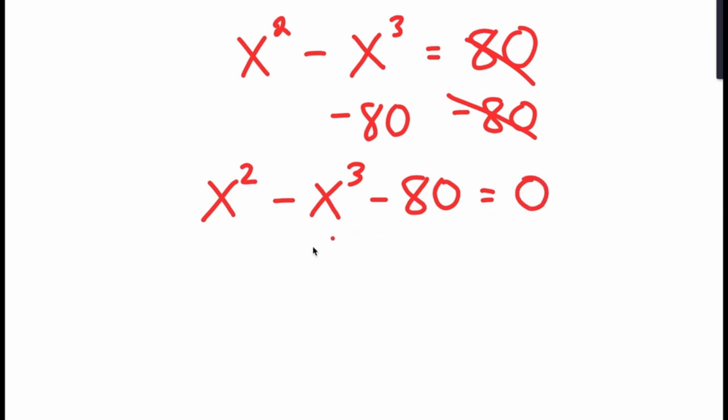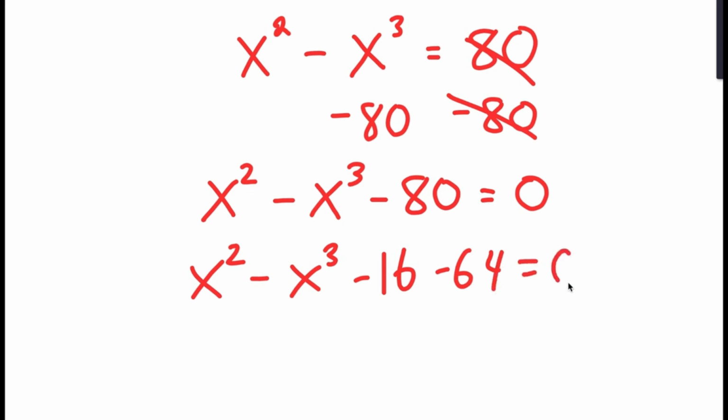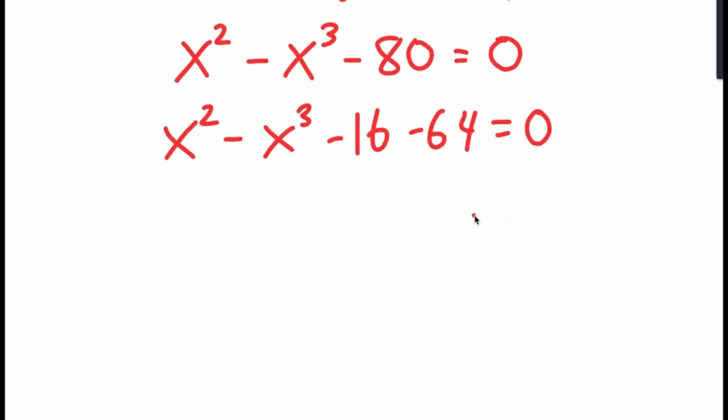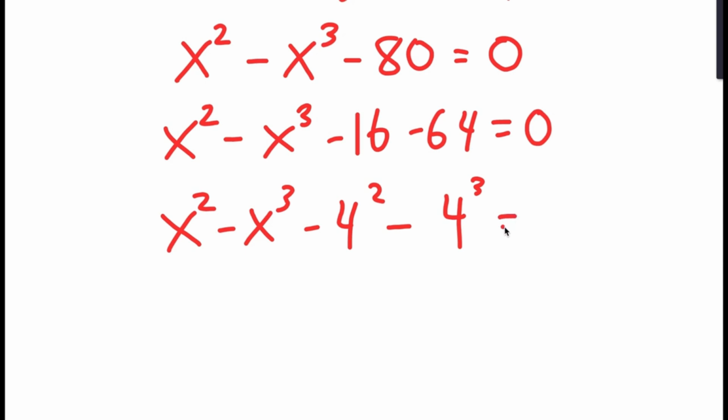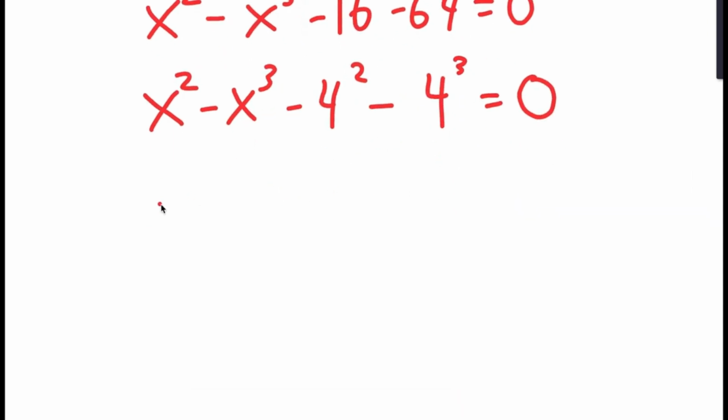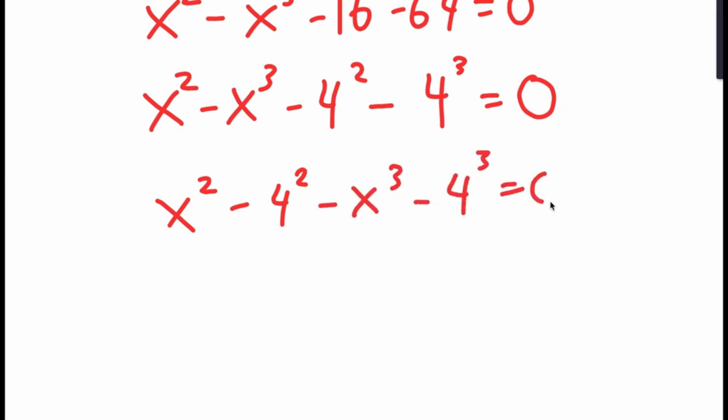Now from here, I'm going to replace 80, negative 80, I should say, with negative 16 minus 64. I'm going to first rewrite negative 16 as negative 4 squared, and negative 64 as negative 4 to the power of 3. And I'm going to group x squared with negative 4 squared, and x to the power of 3 with negative 4 to the power of 3.